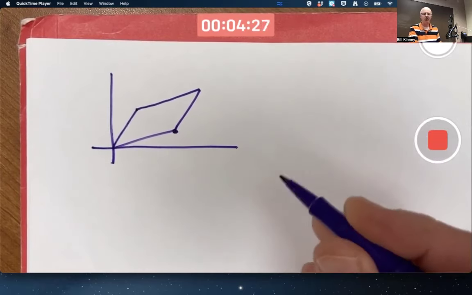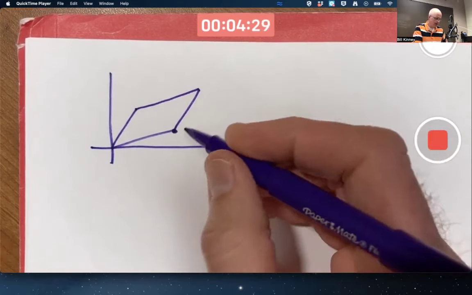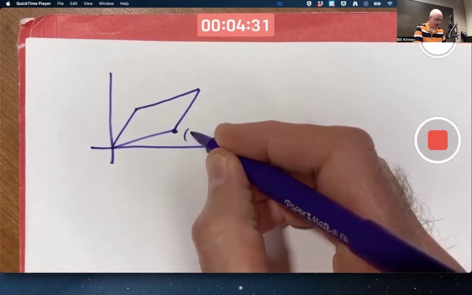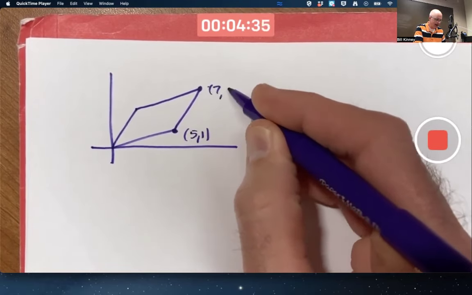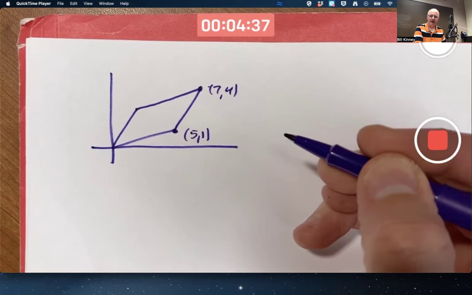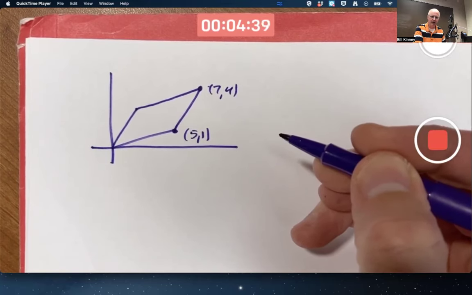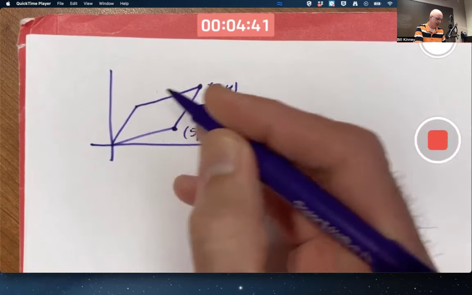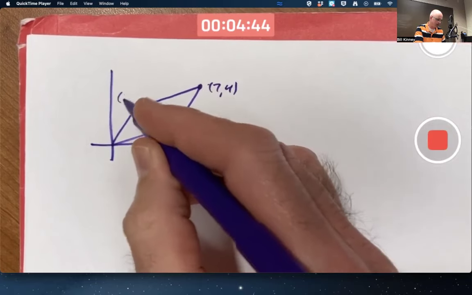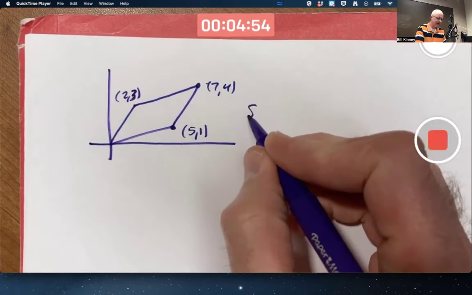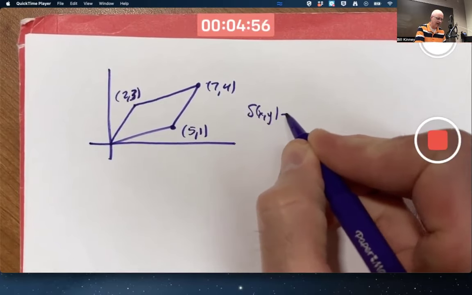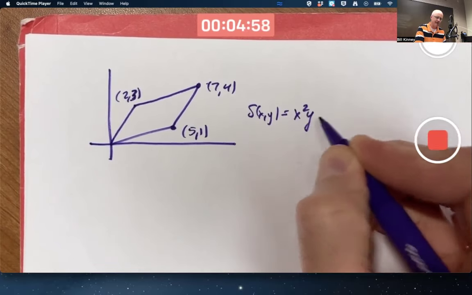Let's identify these points. Let's say this is the point (5, 1). This is the point (7, 4). And if that's going to truly be a parallelogram, this better be the point (2, 3) right there. And say we've got a density function, delta of x y equals x squared y.